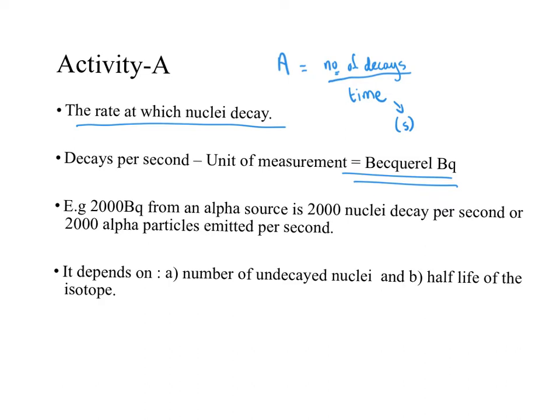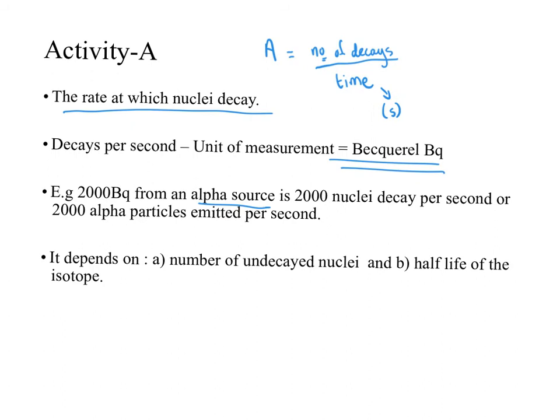So for example, if I said the activity of a radioactive source is 2000 becquerels, that means 2000 nuclei have decayed per second, or you can equivalently see it as 2000 alpha particles. In this case, if it was an alpha particle source, then 2000 alpha particles were emitted by the source per second. And very importantly, it specifically depends on the number of undecayed nuclei in the substance and the half-life of the isotope.